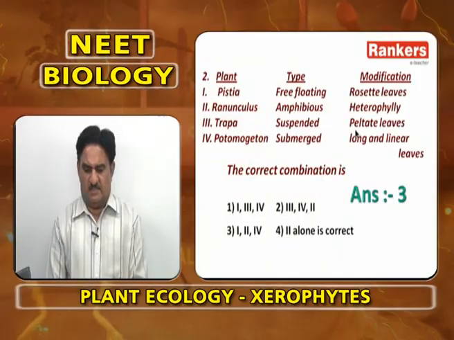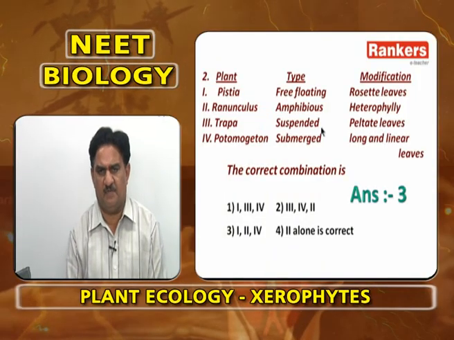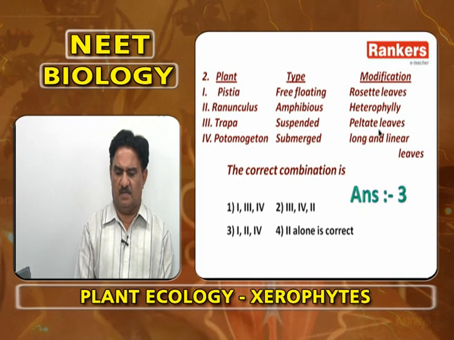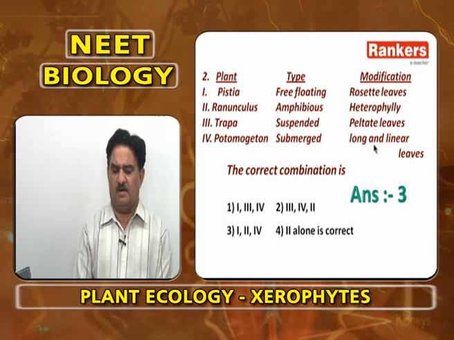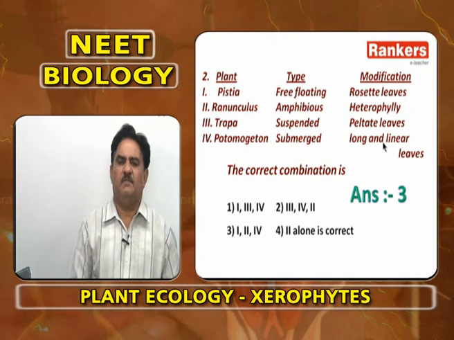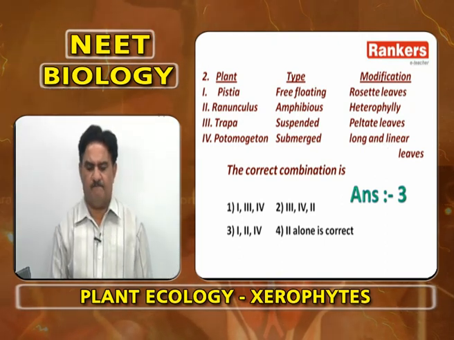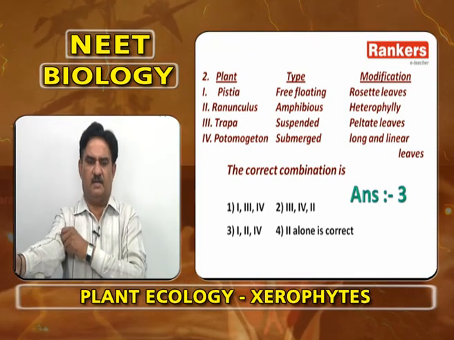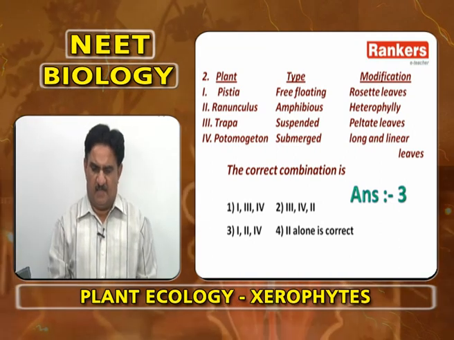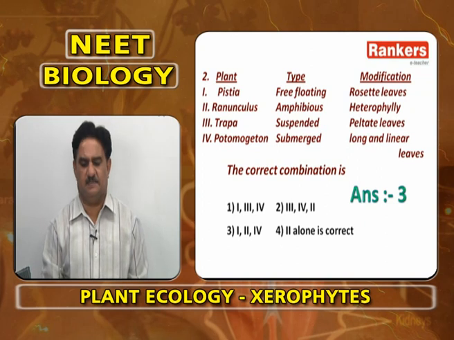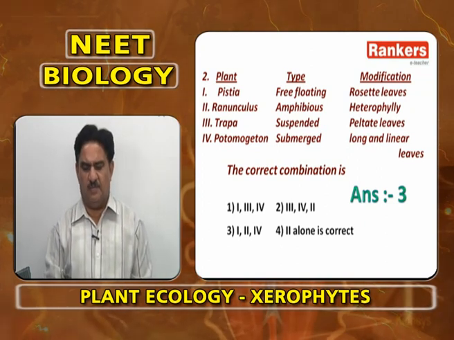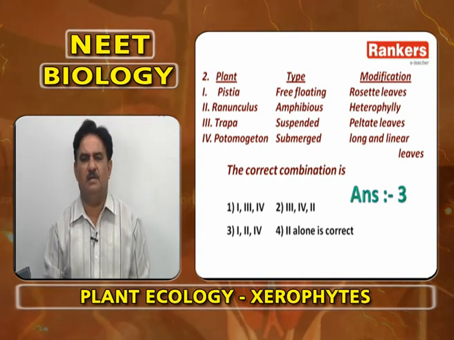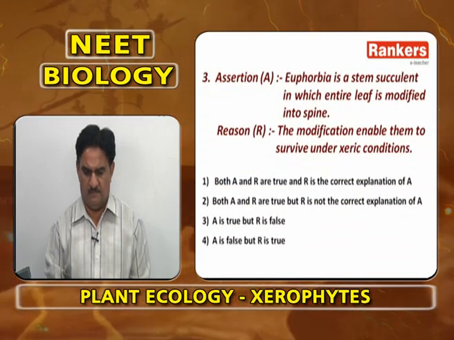Trapa is not a suspended hydrophyte, it is a free floating hydrophyte, and peltate leaves is wrong. So, Trapa combination of suspended and peltate leaves is wrong. Potamogeton, submerged plant, long and linear leaves is correct. Pistia, free floating plant, rosette of leaves is correct. Ranunculus, Sagittaria, Limnophila are the 3 amphibious plants. So, Ranunculus, amphibious plant, heterophily is correct. Trapa, suspended plant, peltate leaves is wrong. So, the correct combination is 1, 2, 4.